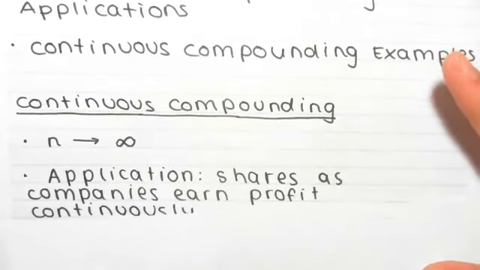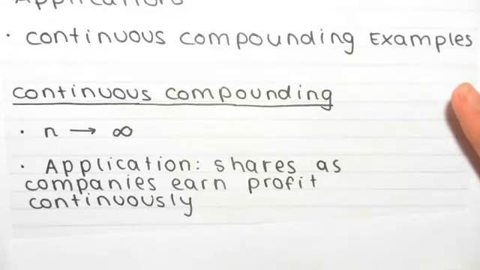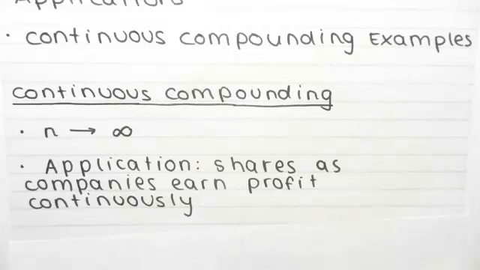Now, in terms of the applications, it's more of a theoretical case than something that's used in reality. But one application that we could use it for is in the case of shares. Companies earn profit continuously, and therefore if we want to work out your rate of return on a share, which is basically a reflection on company profits distributed, we can use continuous compounding to determine a continuously compounded rate of return for that share.